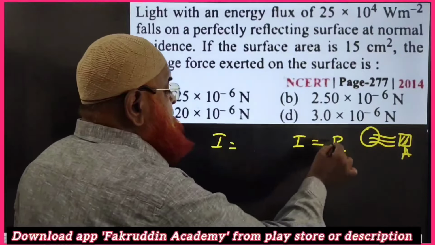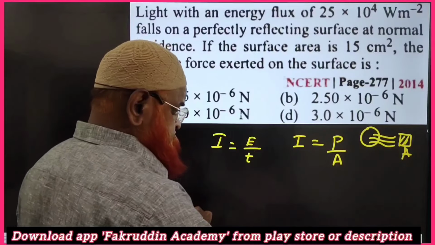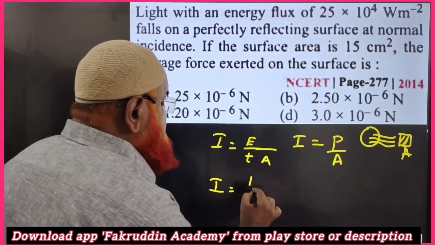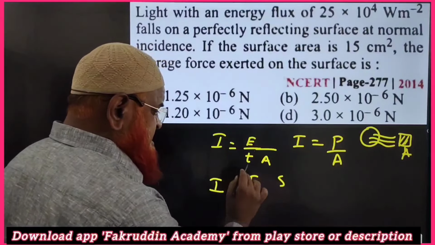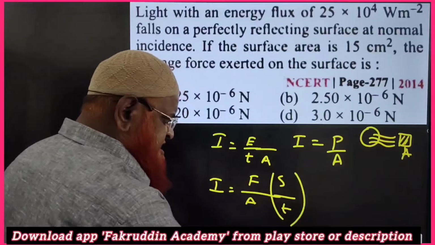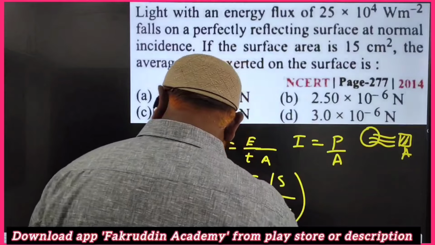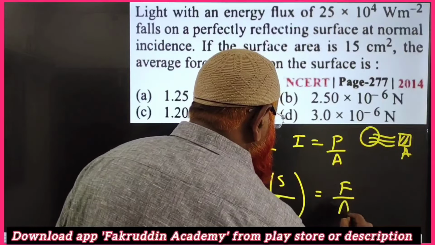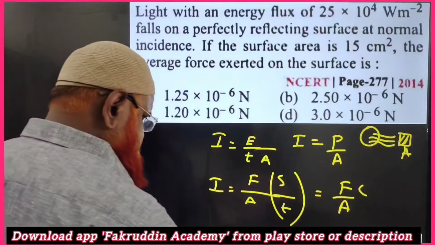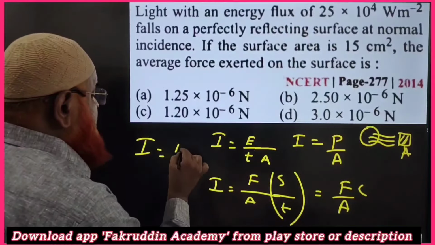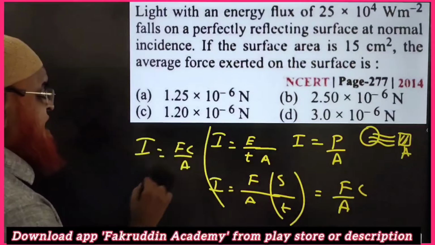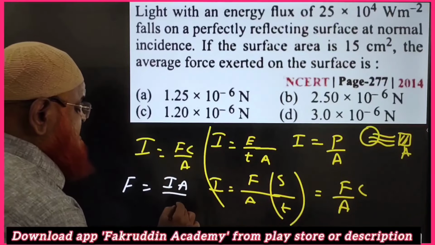And you also know intensity, power, is equal to energy by time divided by area. Energy is nothing but force into displacement. Area I will write first, time I will write next, and displacement by time you can club it, then force by area. Displacement by time is taken as velocity, but here it is the velocity of light. So you got I is equal to FC by A. Next, here F is equal to IA by C.